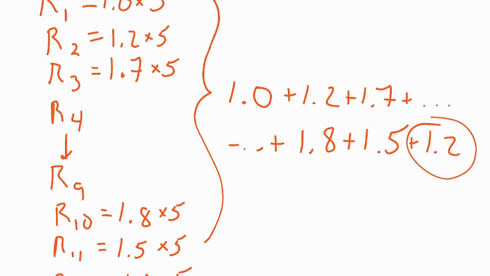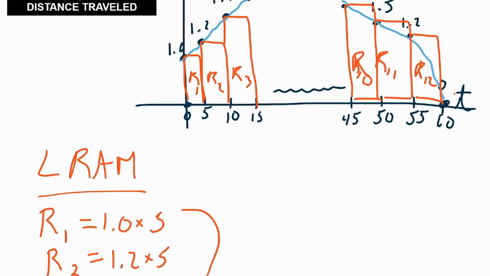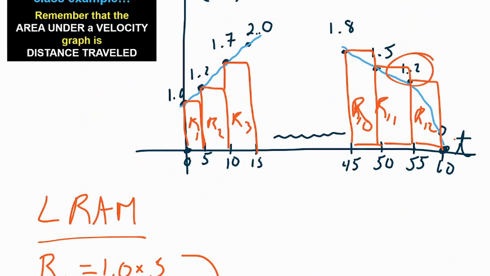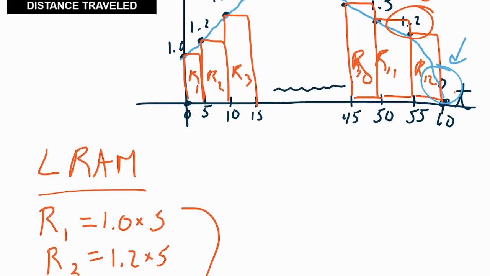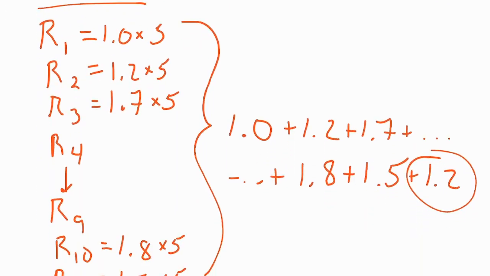last velocity. Now, I know that's what my diagram shows up here, but again, I want you to see that I'm not actually using the last velocity of 0. Notice I'm using the second to last velocity of 1.2. And that is what happens when I do an LRAM. Again, I'm going to use, well, basically all the velocities except for the last one.